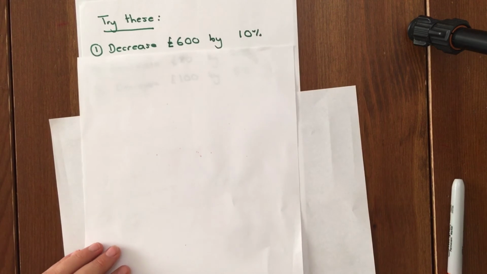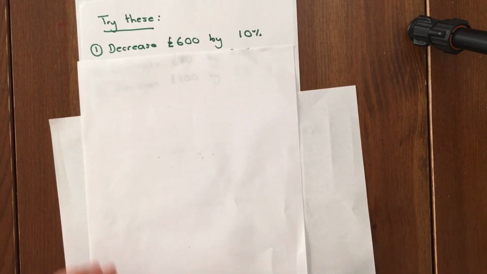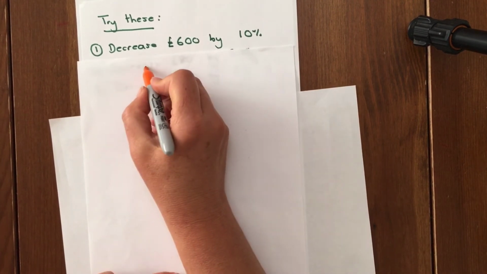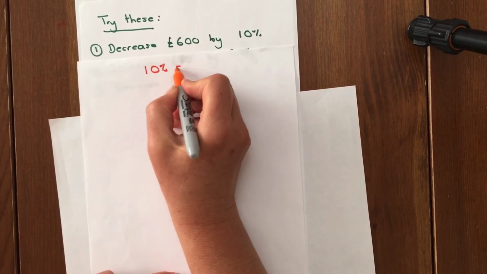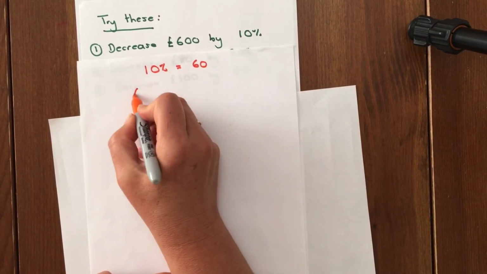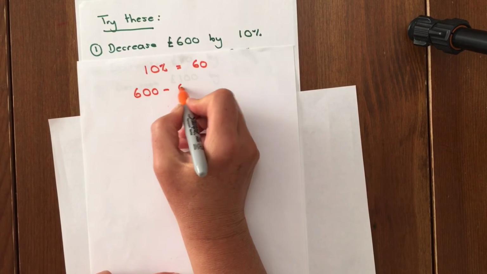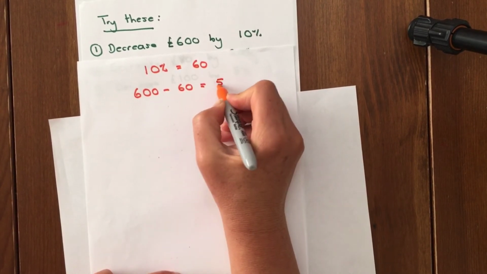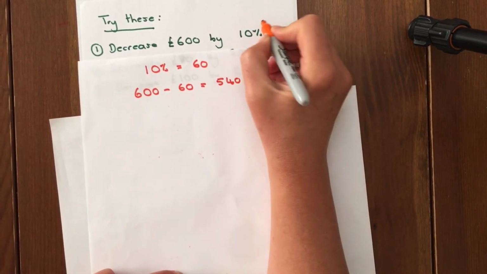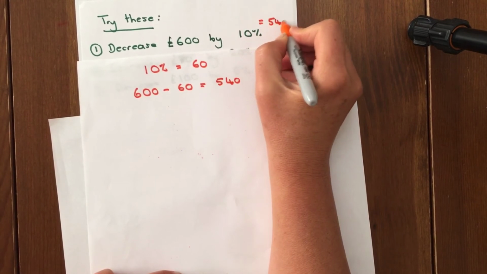Okay, so decrease £600 by 10%. So 10% is 60, and decreasing, I'm going down, so take it away. So I get £540.